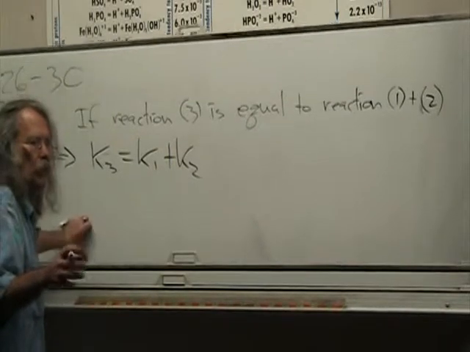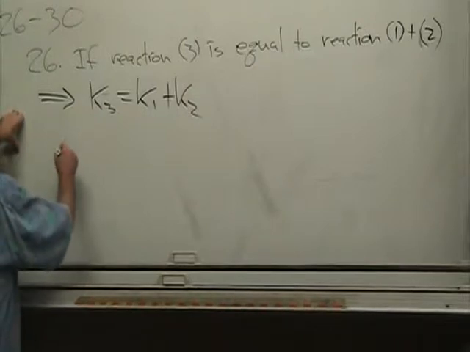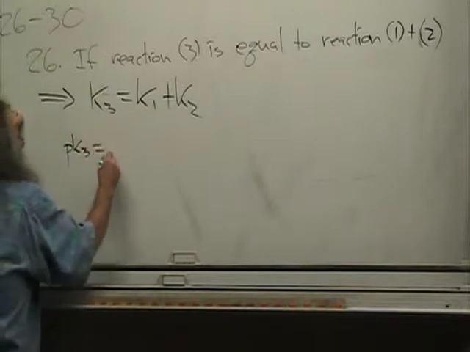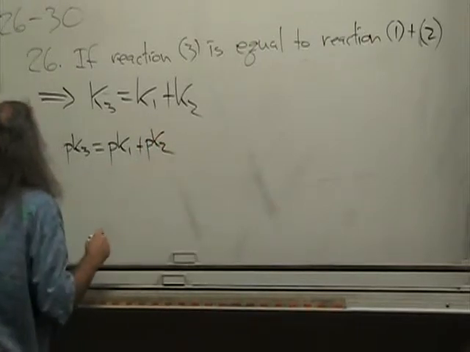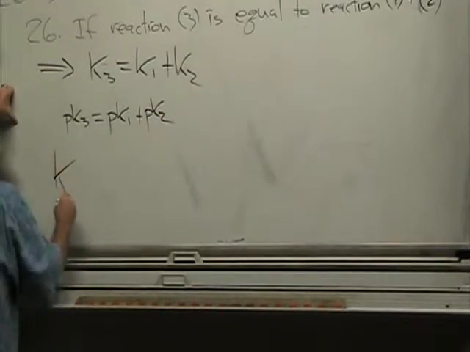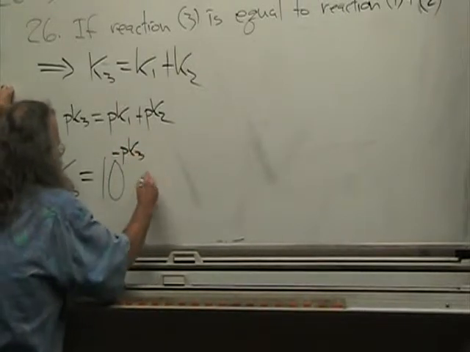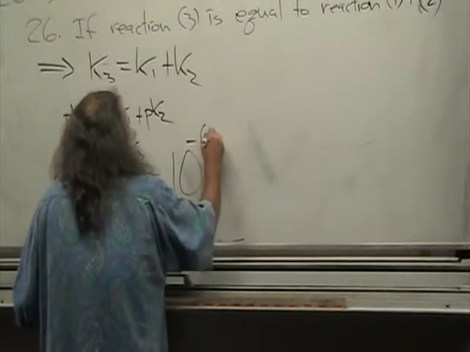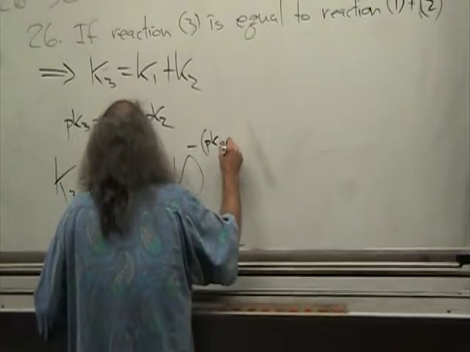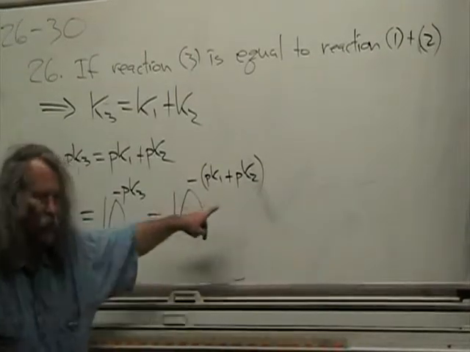This is the one you were talking about. No, not quite. The reason this is false is recall that pK3 is equal to pK1 plus pK2. And therefore K3 is equal to 10 to the minus pK3, which is equal to 10 to the minus pK1 plus pK2.